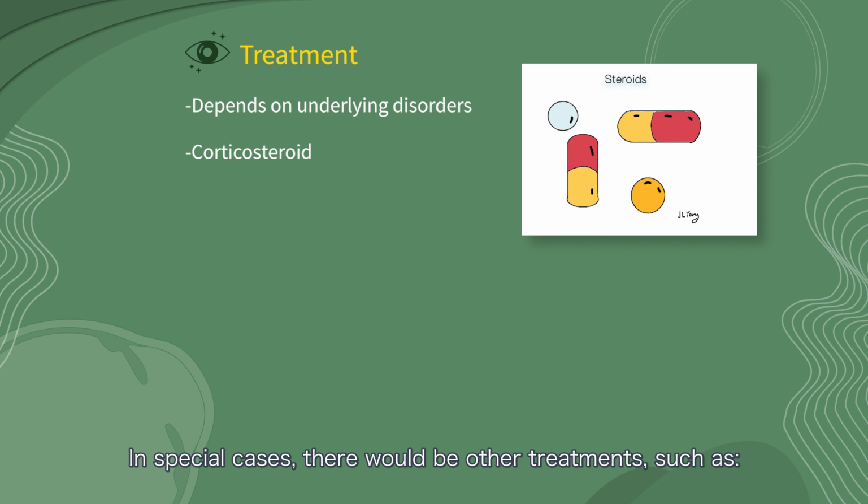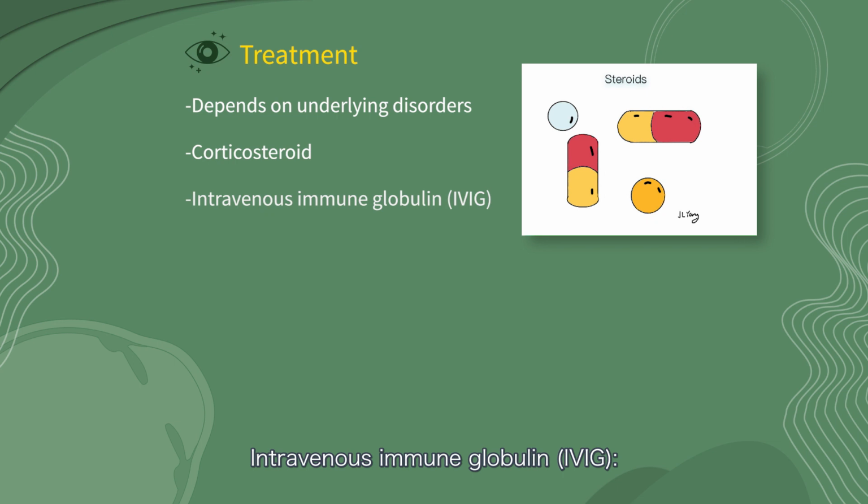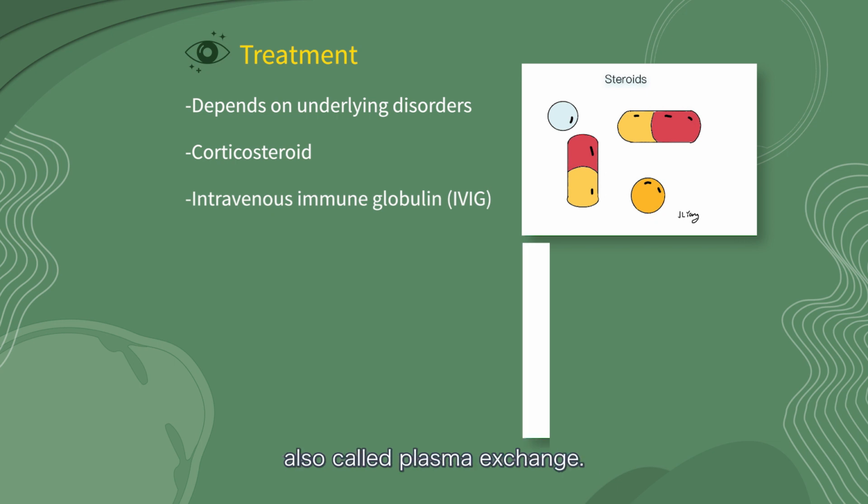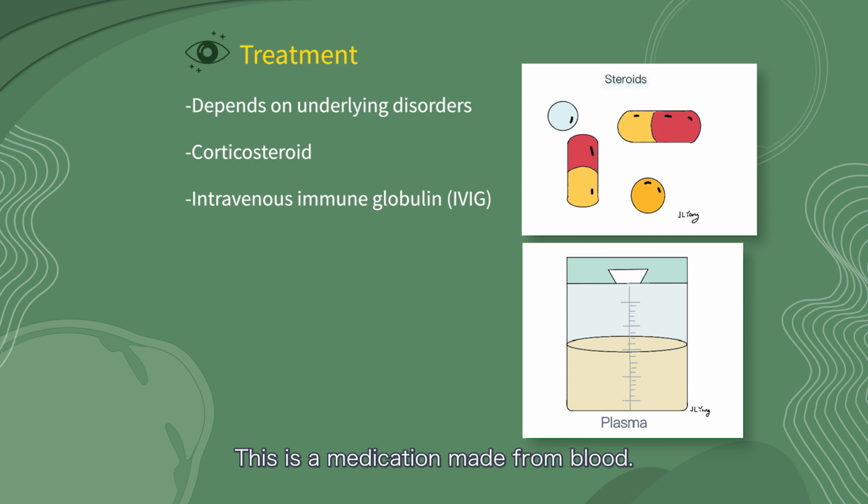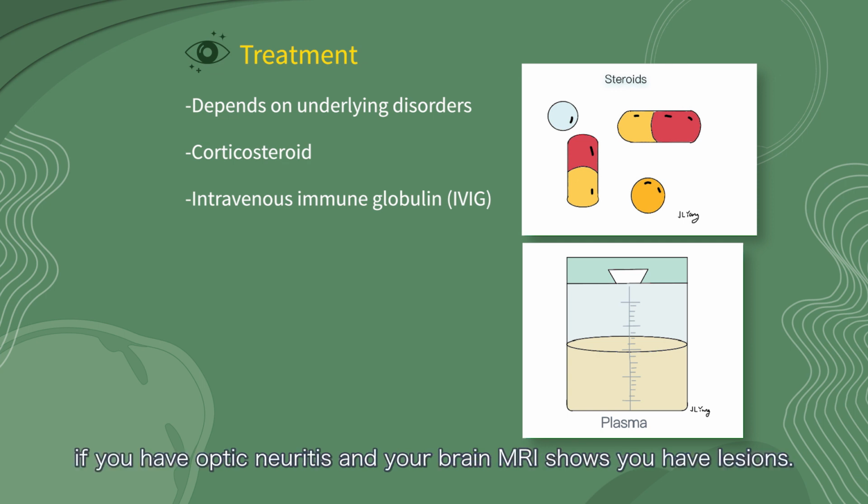In special cases, there would be other treatments such as intravenous immunoglobulin, IVIG, also called plasma exchange. This is a medication made from blood. You get it through a vein in your arm. It's costly, but it may be an option if you have severe symptoms and can't use steroids or they haven't helped you. You can get this treatment long-term if you have optic neuritis and your brain MRI shows you have lesions.